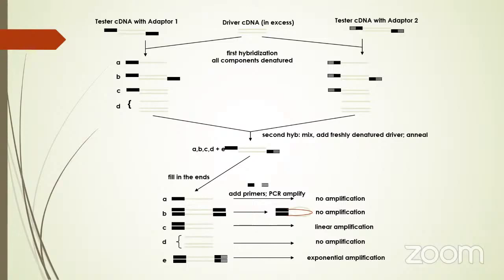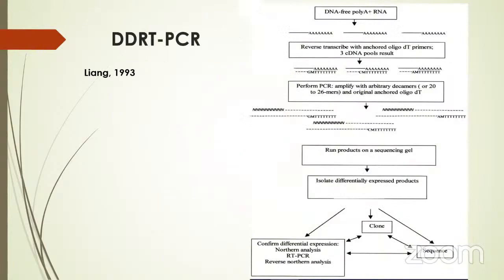If you have to identify a novel transcript, okay, then DDRT-PCR. DDRT-PCR is differential display reverse transcription PCR, and this is also very useful if you have to identify a transcript that is novel or unique. Okay, so this has widespread uses.